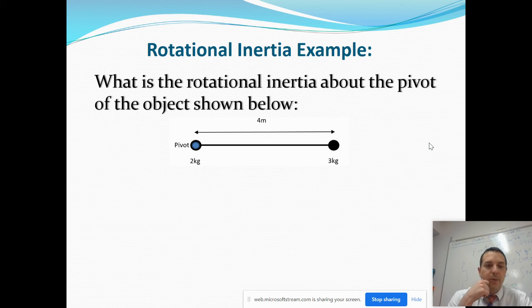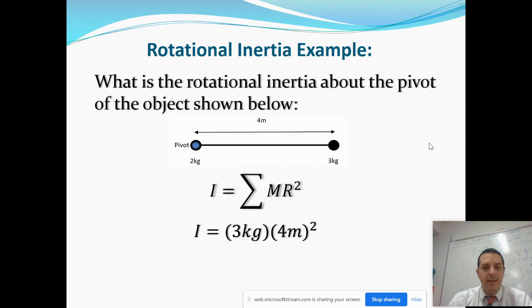In this situation, we have two masses located 4 meters apart. You have a 2 kilogram mass on the left and a 3 kilogram mass on the right. And we're going to see what the rotational inertia is if our pivot is on top of the 2 kilogram mass. In this scenario, we're going to sum up all of our masses in the radius distance that they find themselves. Now, the 2 kilogram mass doesn't contribute at all to the rotational inertia because the radius is 0. But the 3 kilogram mass, that is 4 meters away.